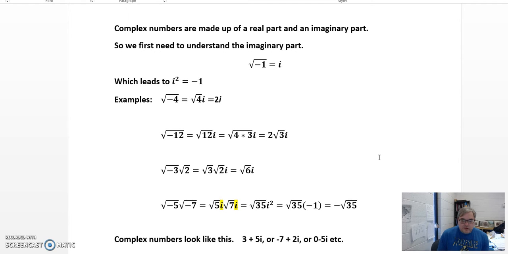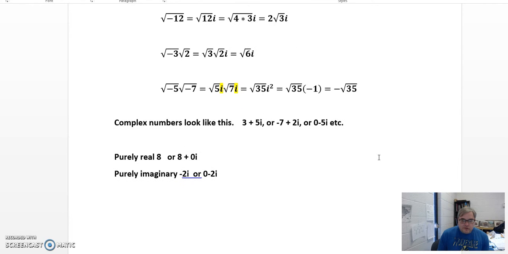Complex numbers look more like this. 3 plus 5i, -7 plus 2i, 0 minus 5i. You have a real part, you have an imaginary part. You put them together, you get the complex numbers. So every number you work with is technically complex, okay? Because it's either imaginary or it is real.